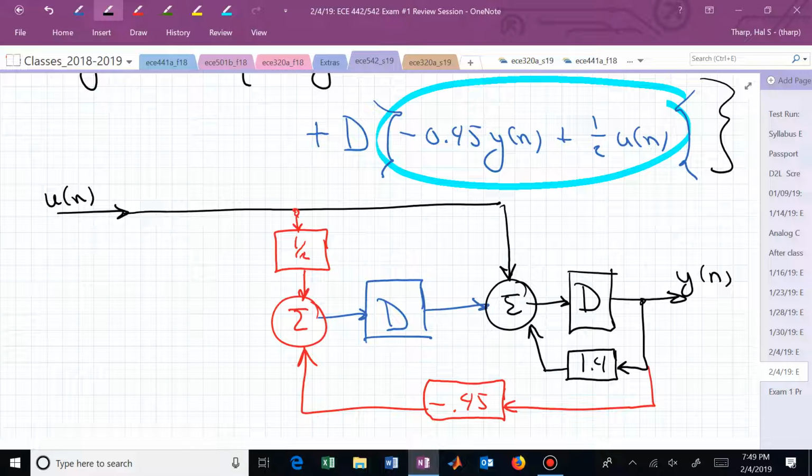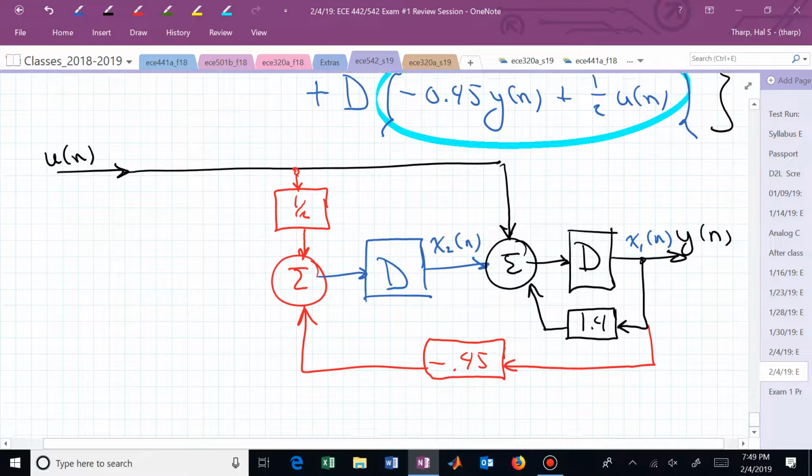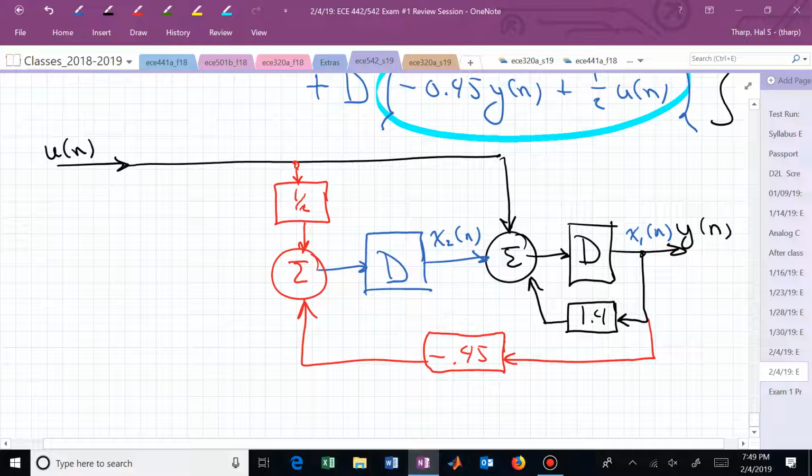Now, if we want a state space representation, what do we do? Label the outputs of our delay blocks. So I could label this as x1 of n, and this is x sub 2 of n. And state space is not unique. Somebody else could have just interchanged those, and that would have been equally valid. They could have said y of n is actually x2 of n, and the leftmost delay block's output I'm going to say is x1 of n. That's fine. That's an equivalent state space representation.